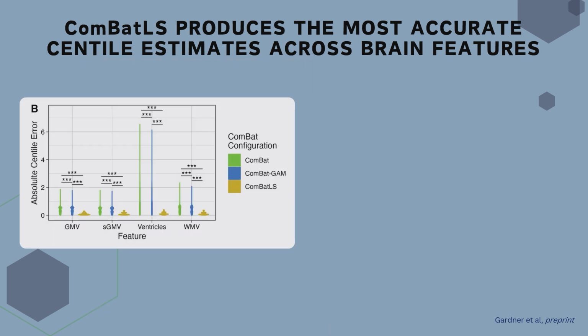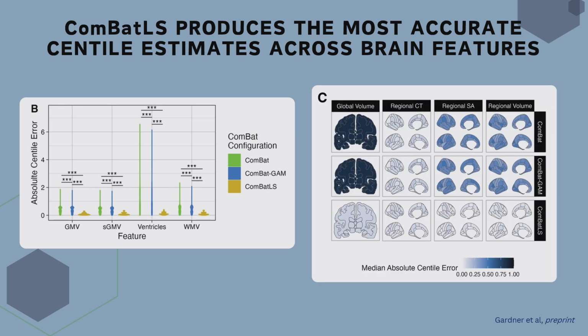So again, to quantify this effect, we looked at these errors in centile scores derived from these brain charts, and we see that ComBatLS comes the closest to recapturing true centile scores with the smallest absolute centile errors. And this is shown here for our 4 global tissue volume features. And these centile errors are consistently small across brain structure phenotypes when we use ComBatLS, which is down here on the bottom, and darker blue is indicating regions of larger median centile errors.